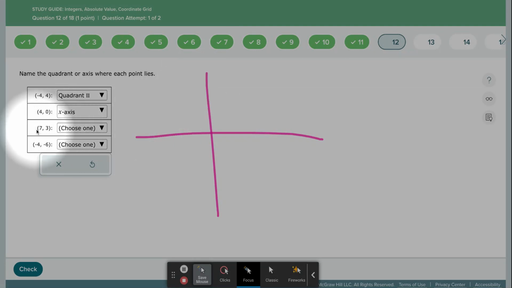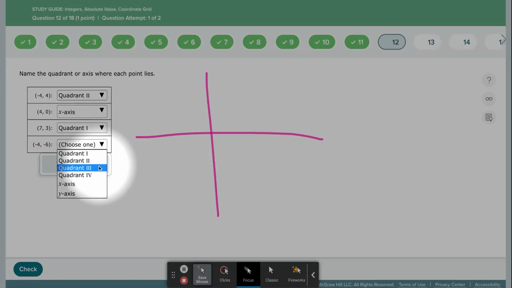Okay. So now I have +7, +3. So starting at the origin, I want to go positive, positive. So I'm going to go forward and up. Which quadrant is this? That's quadrant 1. That's the very first one you learned because everything's positive, okay? Last one, -4, -6. So here I am at the origin. I'm going to go negative, negative. I got to go backwards to go negative on my first number and down to go negative on my second. So what quadrant is this? This is 1. This is 2. So this is 3. 1, 2, 3. Cool?